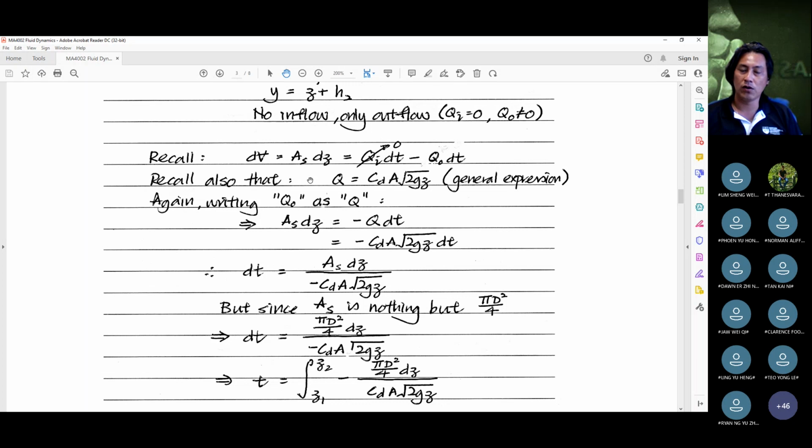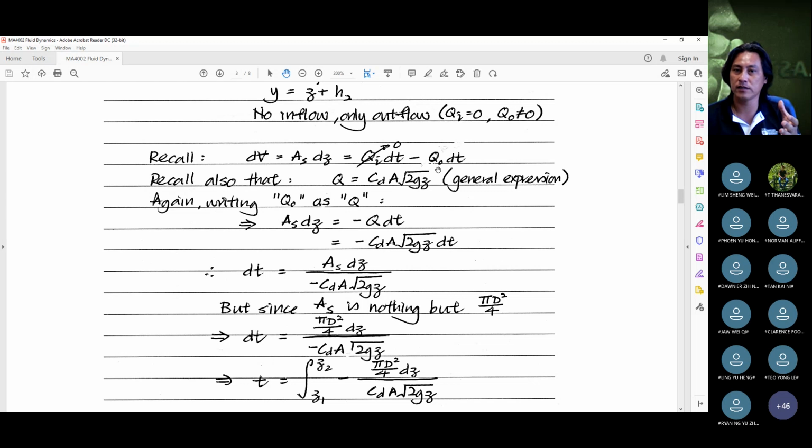And if you recall from the first question, the flow rate through the orifice has this formula: Q equals Cd A times the square root of 2gz. So this is a general expression for flow through a pipe or through an orifice, basically anything that gets discharged from a container or a reservoir.